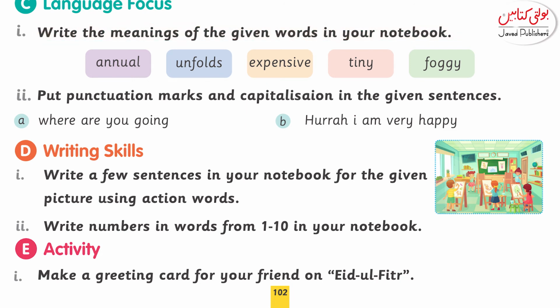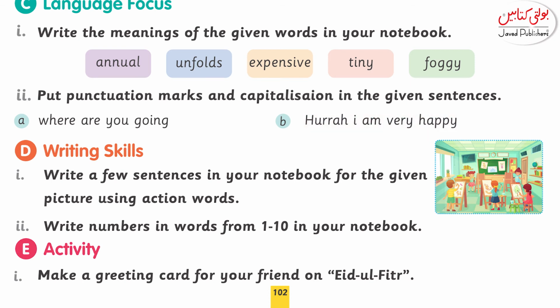Now next question. Put punctuation marks and capitalization in the given sentences. Where are you going? The W will be capital and there will be a question mark at the end of the sentence. Hurrah! I am very happy. There will be an exclamation mark after Hurrah. I will be capital and at the end of the sentence there will be a full stop.